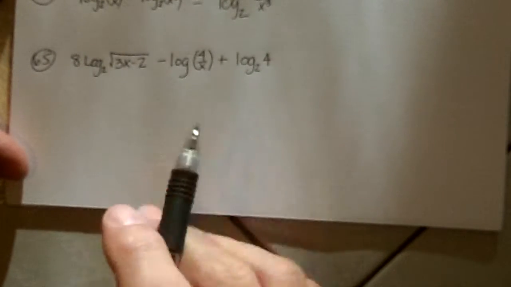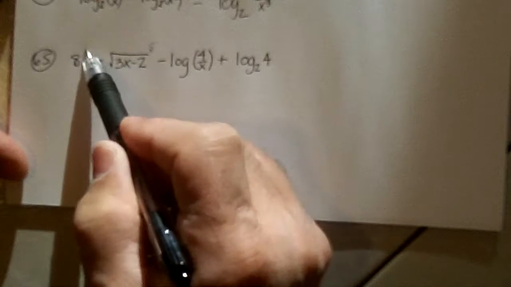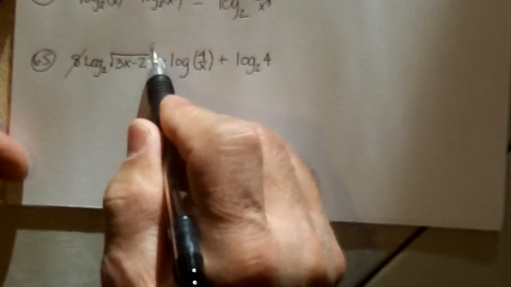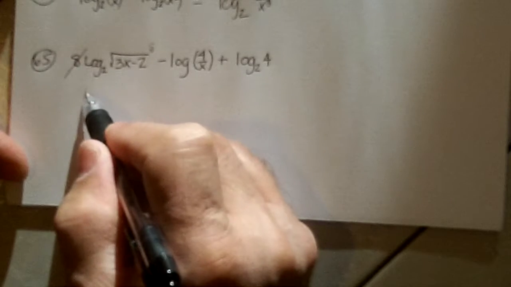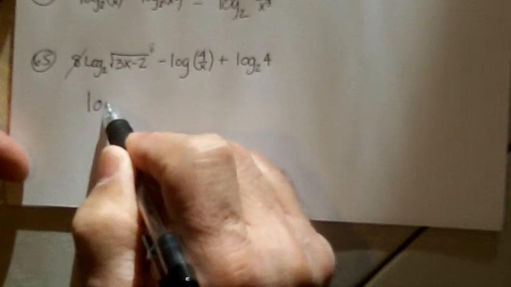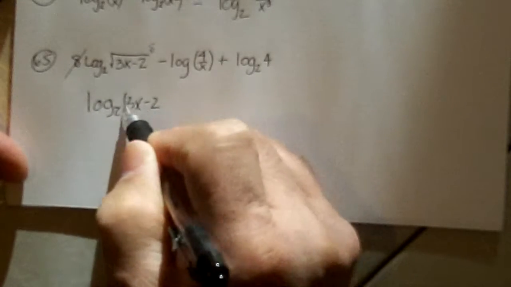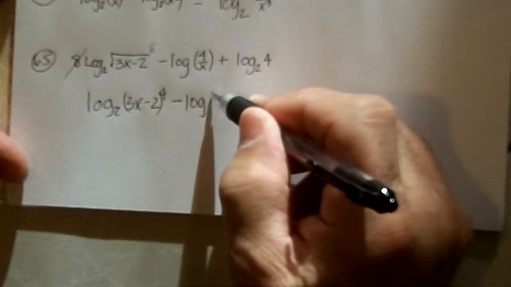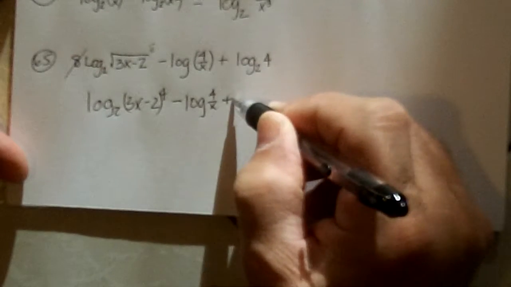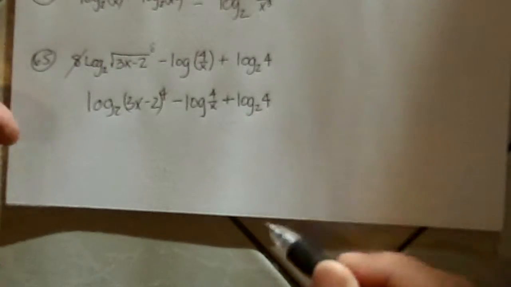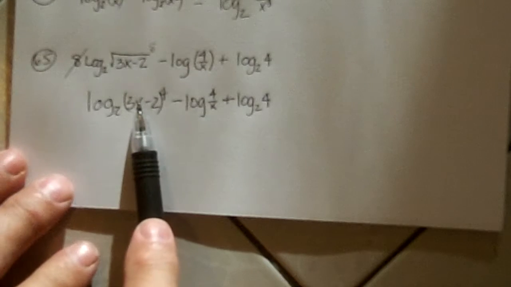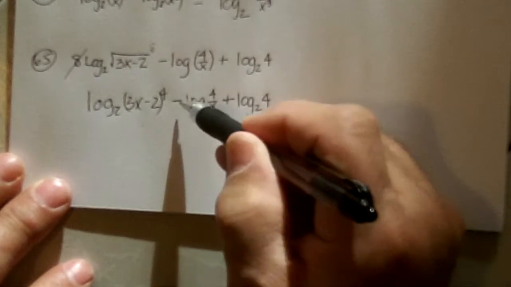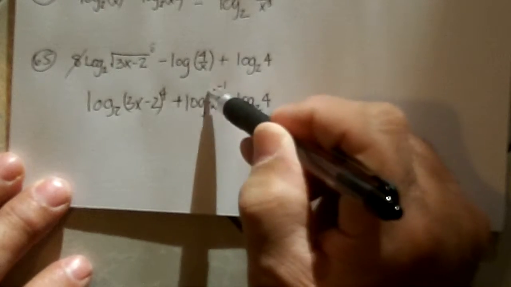65 says get it down to a single log, so I'll put the 8 power up, and a half power to the 8th is going to be this to the 4th. So we're going to have log base 2 of 3x minus 2 to the 4th minus log of 4 over x plus log base 2 of 4. Now in class I wrote this divided by this times this. But I'm going to show you something else in this one. So this minus can go up as a power, and a minus 1 just flips this over.